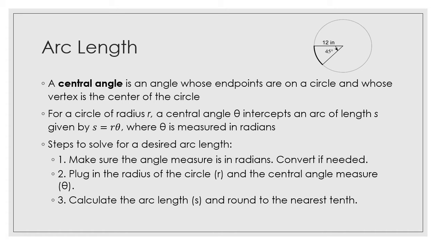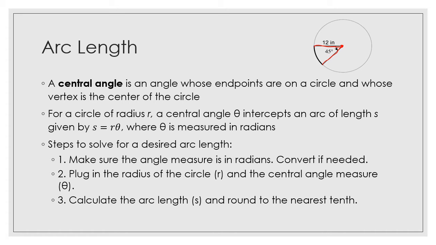A central angle is an angle whose endpoints are on a circle and whose vertex is the center of the circle. So if I'm looking at this circle up in the right-hand corner, I can tell that I'm going to be working with a central angle because I have two radii here, and then they meet at this vertex, and this vertex is in fact the center of that circle. So that is a central angle.